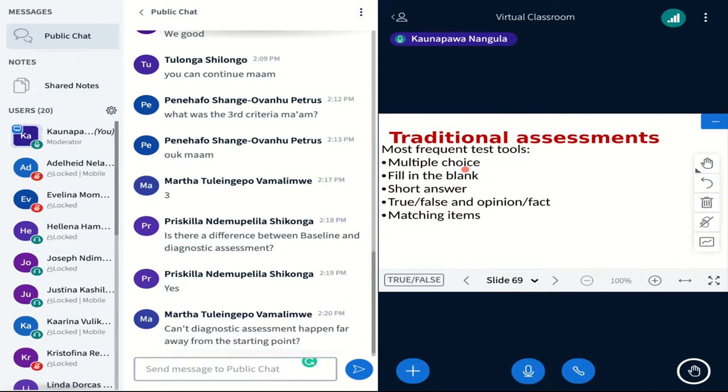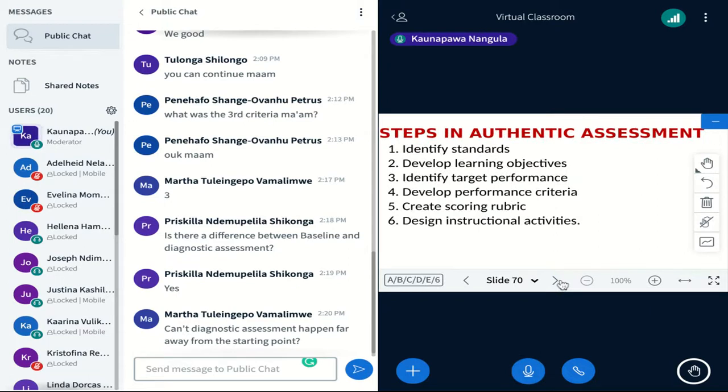So those are what we have there in the traditional assessment. And then here, did we talk about these steps already? Why is it here at the end? But anyways, okay. And then here we have got some steps that you have to consider when you are creating authentic assessment. So you need to identify the standards.